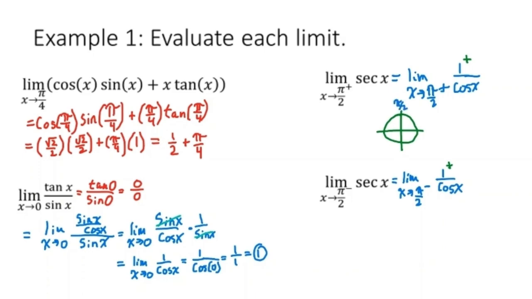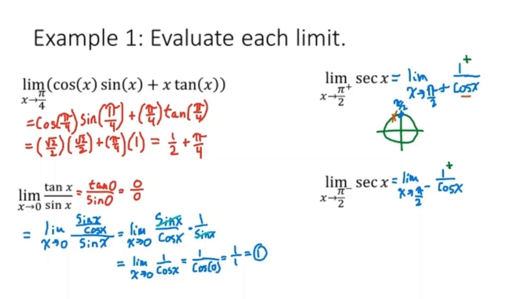Pi over 2 is that top point on our unit circle. If we are approaching pi over 2 from the right, that means we are very, very close to pi over 2, but slightly larger than pi over 2. On the unit circle, angles close to pi over 2 that are a little bit larger than pi over 2 would be over in quadrant 2. If we recall from pre-calculus, cosine is negative in quadrant 2.